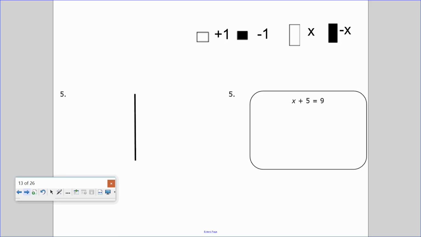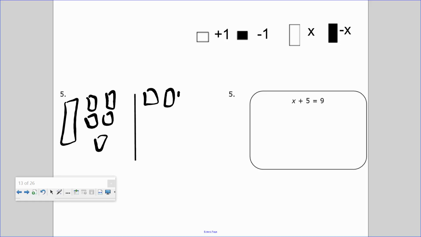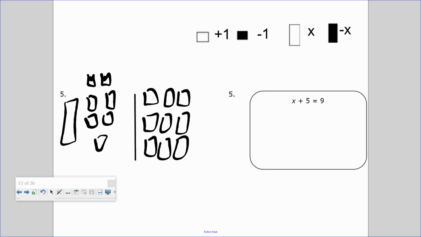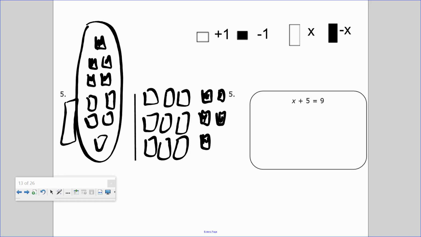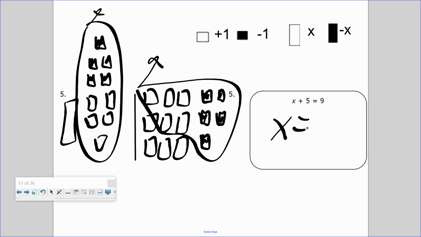Number 5 now. Now you're given an equation. Can you draw it? So we have x plus 5. It is equal to 9. So I need to isolate this variable, so I need to draw the inverse of 5. So it'll be negative 5. Don't forget to balance out the other side. These become zero pairs. These become zero pairs. So x equals 4.